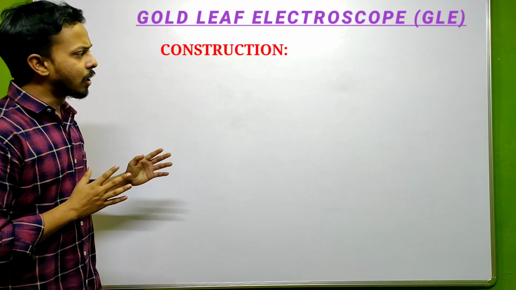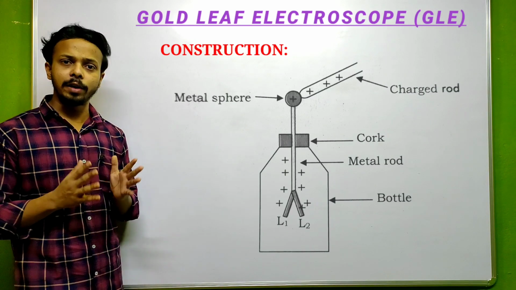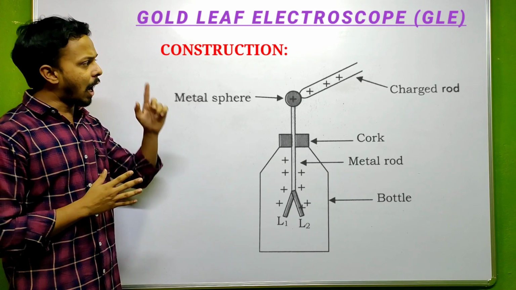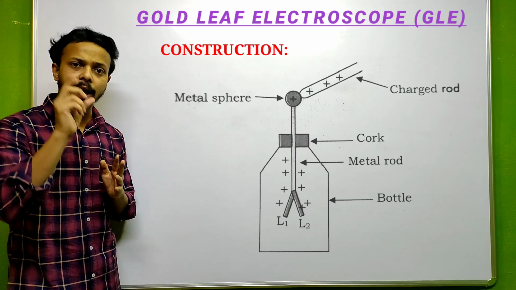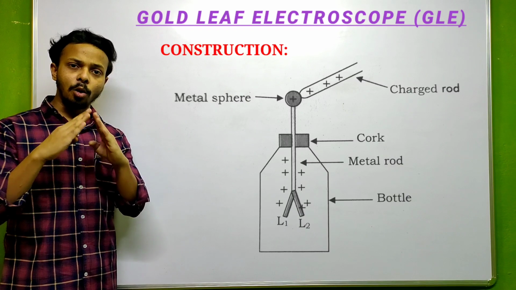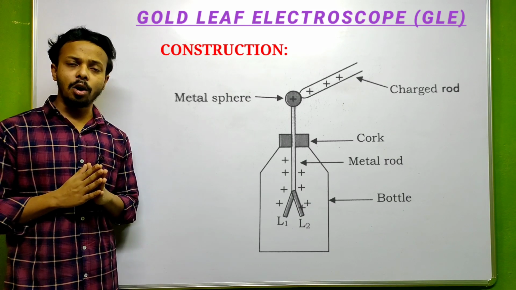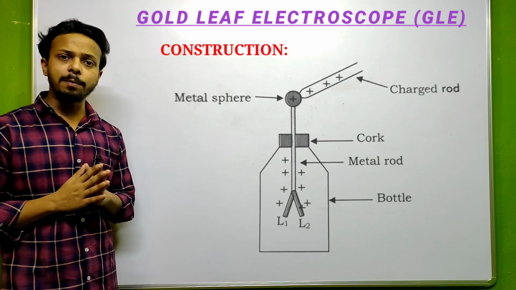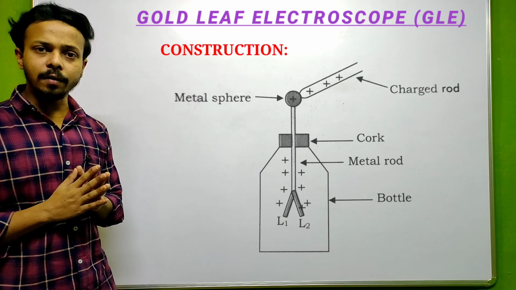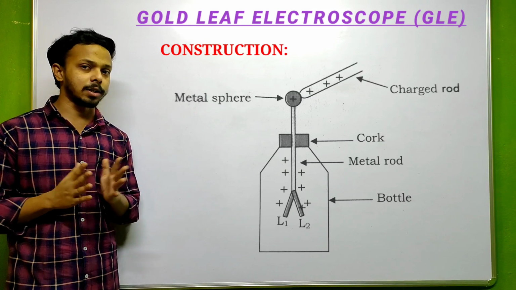The construction of this instrument is quite simple. It consists of a metallic rod. The upper end of the rod is fitted with a metallic sphere and the lower end is fitted with two thin gold leaves, L1 and L2. This metallic rod is fitted in a glass bottle with the help of a rubber cork. This is the construction of the instrument, and now let us understand how it works.